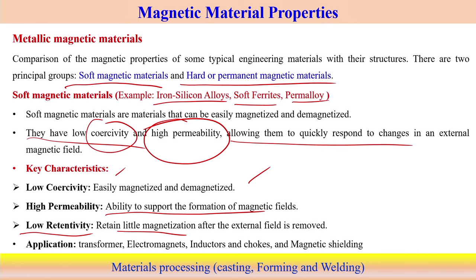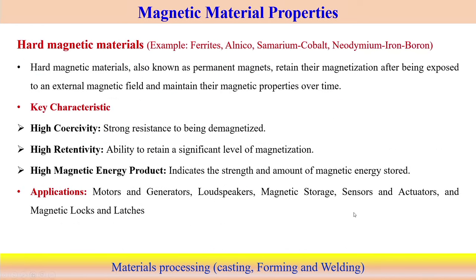As for applications, we can find this kind of soft magnetic material in transformers, electromagnets, inductors, chokes and magnetic shielding. In all these cases we can find applications of soft magnetic material.